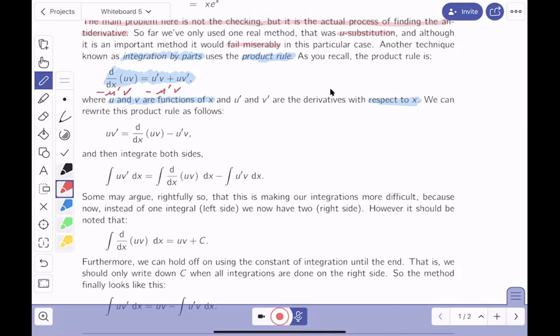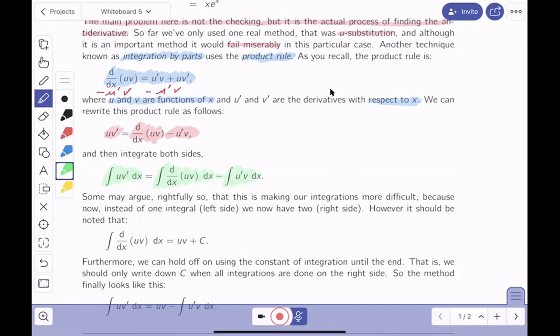And what would they get? They would get u v prime equals d/dx of uv minus, I'm sorry, u prime v. Then what do they do? They integrate both sides. They actually integrate both sides. They integrate the left side and they integrate the right side, one term at a time, by the way.